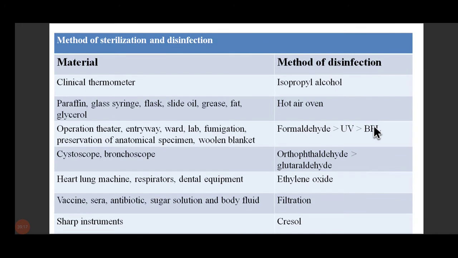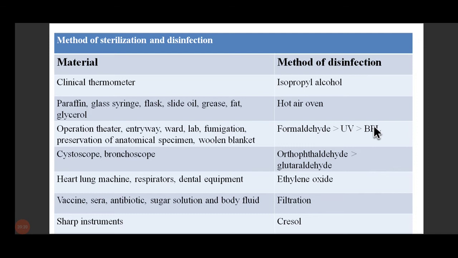Then methods of sterilization and disinfection. These are the commonly available things which are kept in your grand viva tray, and then they are further asked as questions: why is this particular thing kept, what is it used for, and how will you sterilize it? So the clinical thermometer you would have already seen in various clinics. We are using regular sanitizers based on isopropyl alcohol for disinfection.